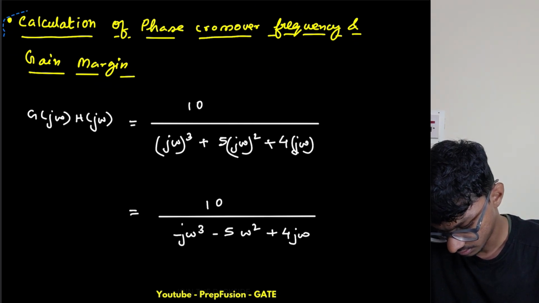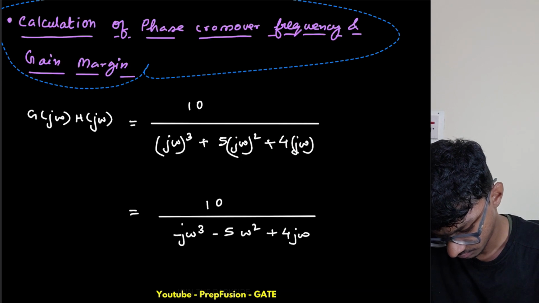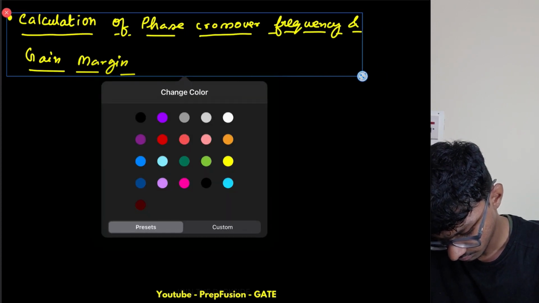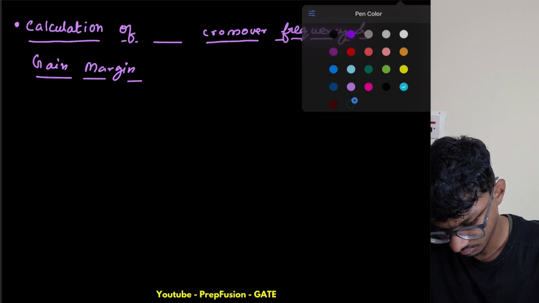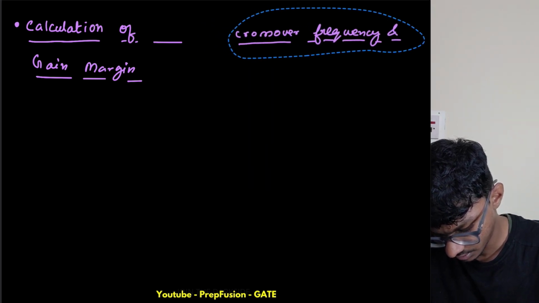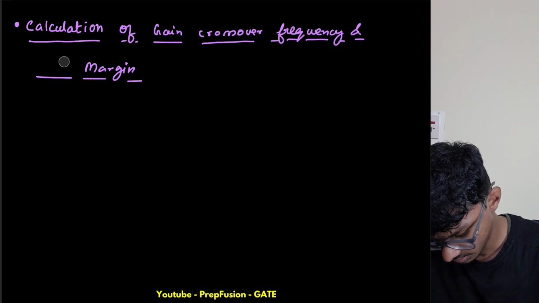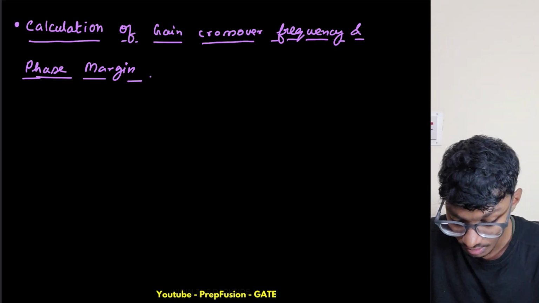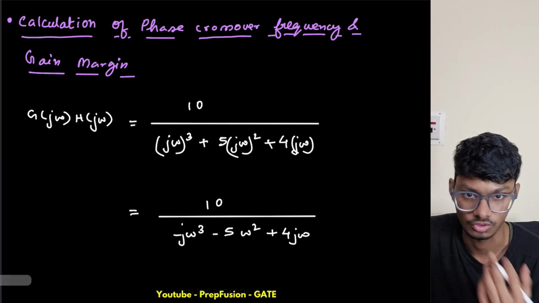Let me color this differently. Gain crossover frequency and phase margin. Okay, so these are these two. Right now, for gain crossover frequency, it is a bit difficult. Just have to find the magnitude and put it equal to 1, there is no shortcut here. That's why this becomes a bit difficult.